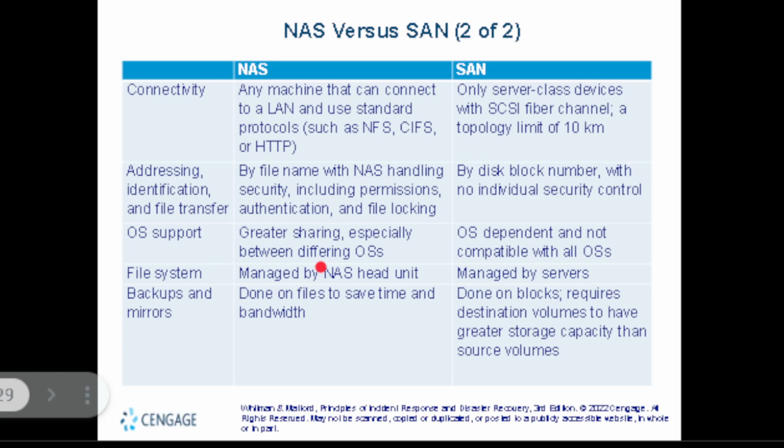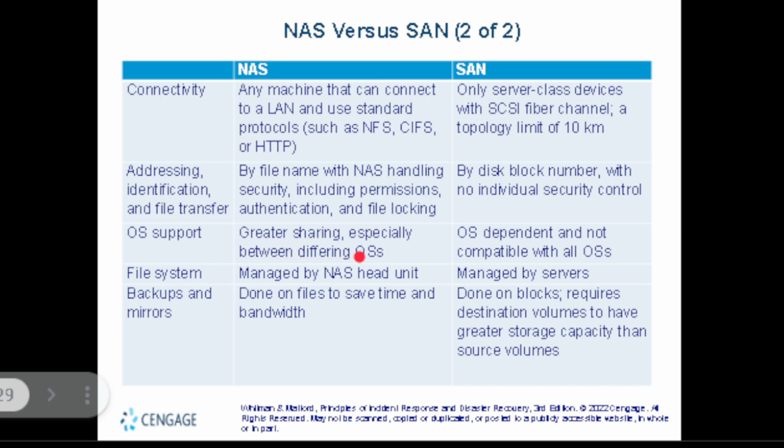So there, let's see if what I just said matches what they have on their table. In the connectivity, any machine can connect over the LAN to your storage, whereas on the storage area network, only the servers can connect to the data. File transfer is through a specific protocol here, by file name, with the network storage handling the security. Here, no individual security control, simply by block number. But remember, that's only accessible from your servers.